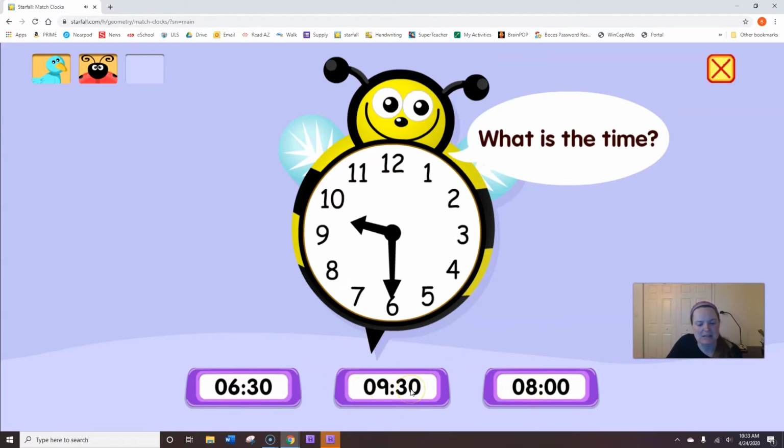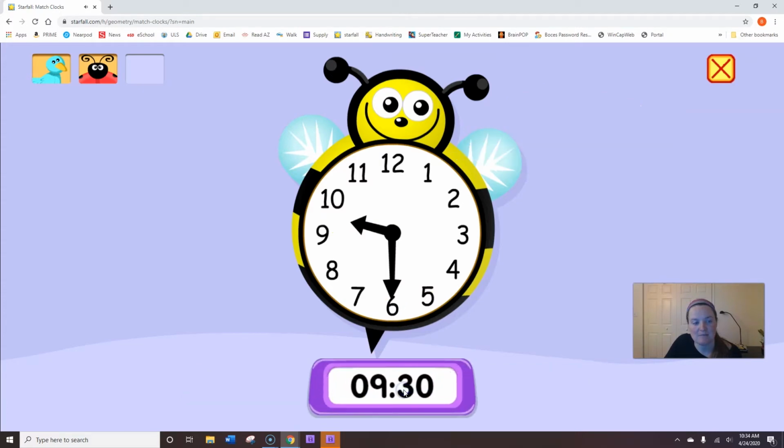Let's check the minute hand and make sure it says 30. So I need to count by 5s. Can you count with me? 5, 10, 15, 20, 25, 30. So this clock shows 9:30. 9:30. Good job! It is 9:30.